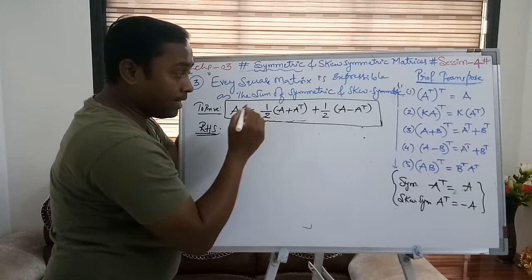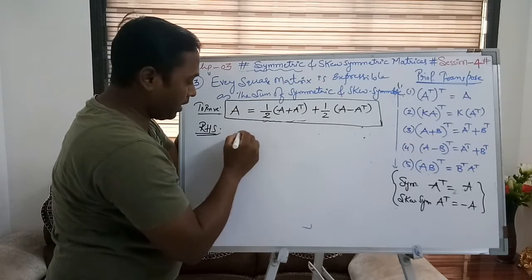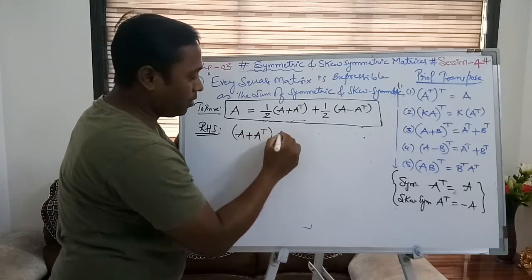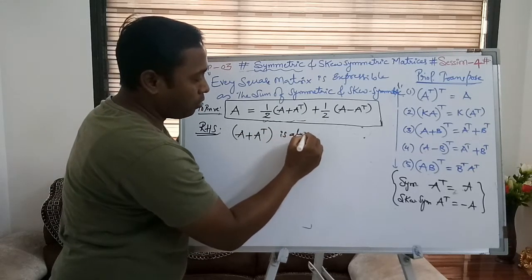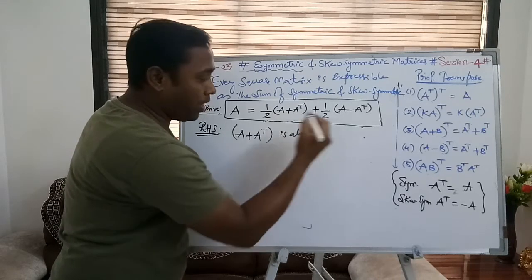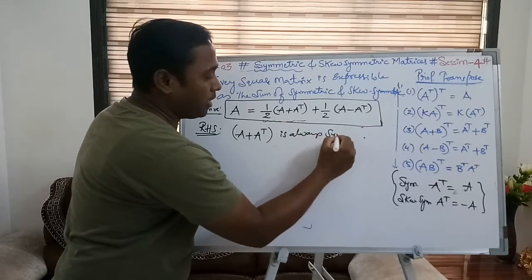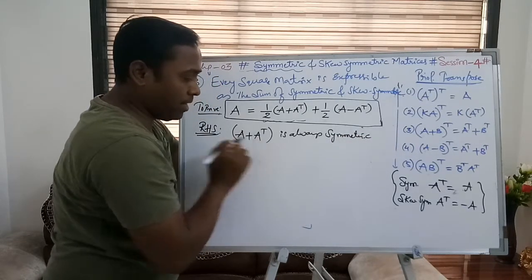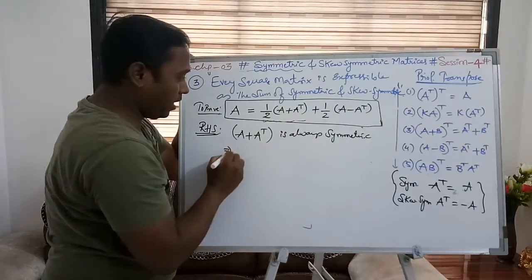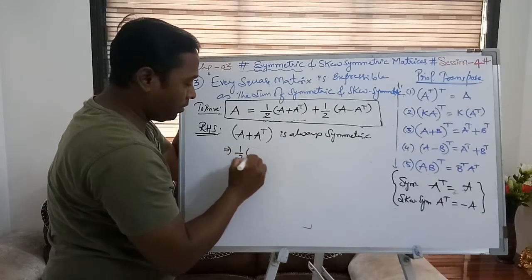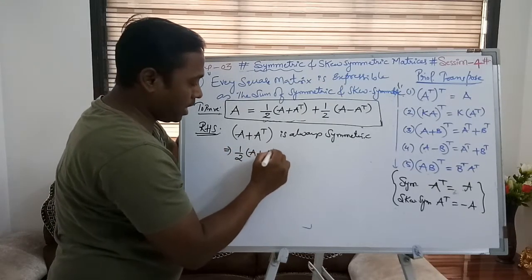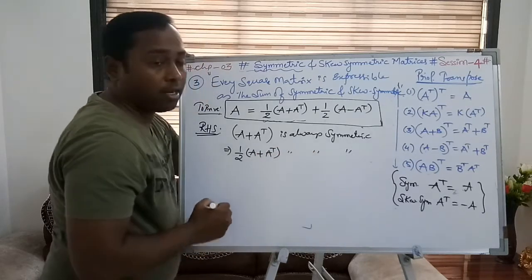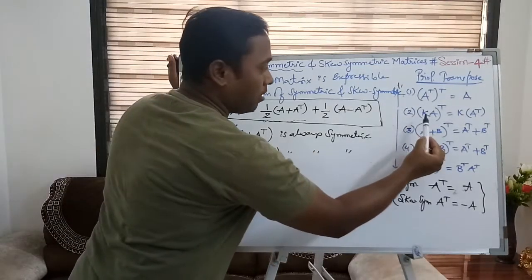What is that? A plus A dash. I'm taking A plus A dash. As we know, the A plus A dash operation is always symmetric, right? If it is symmetric, then definitely half of A plus A transpose is also symmetric, for the reason here.